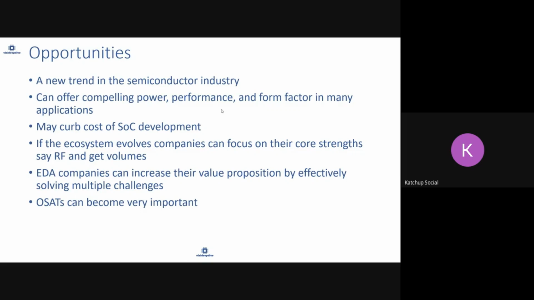And if the ecosystem evolves, multiple companies, for example, I am an RF company, I can focus, let's say, on 20 nanometer on that particular core strength and get the volumes because different consumers will be using that chiplet. EDA companies can increase their value proposition by effectively solving the multiple challenges which we talked about. OSAT can become very important for testing and packaging of these 3D IC components, and foundries also. So a lot of opportunities are also coming up because of these challenges.